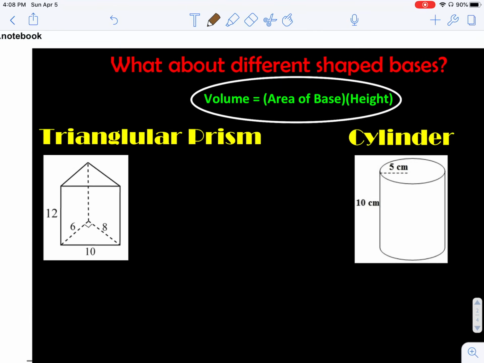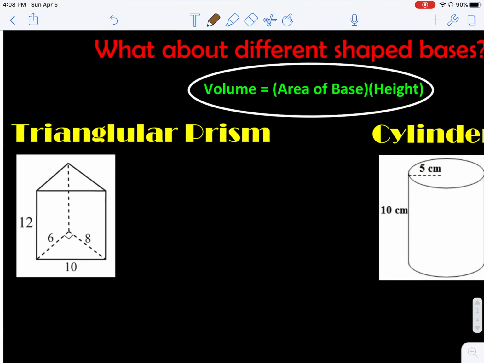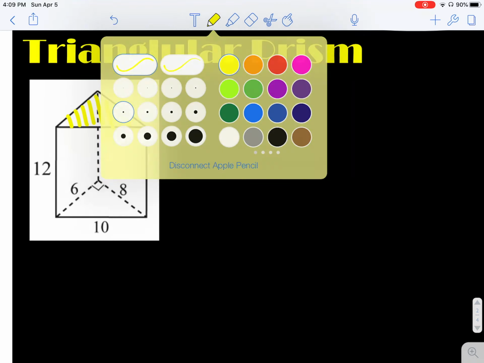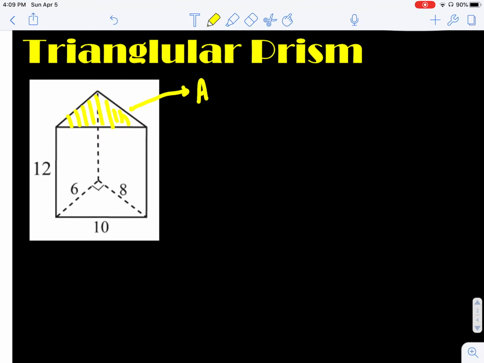If we shift gears a little bit, we might have different shapes of the bases. In this case, we have a triangular prism, so the shape of our base is a triangle. The formula for a triangle, if you recall, is area equals 1/2 base times height, referring to the triangle's base and height. The base and the height of this triangle are the two legs formed by the right angle, which are 6 and 8. So 1/2 of 6 times 8 is the area of that triangle, which in this case is 24. Okay, so 24 units squared is the area of the base.